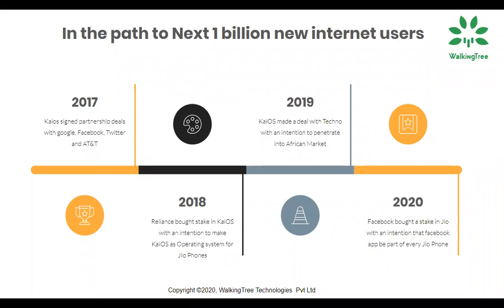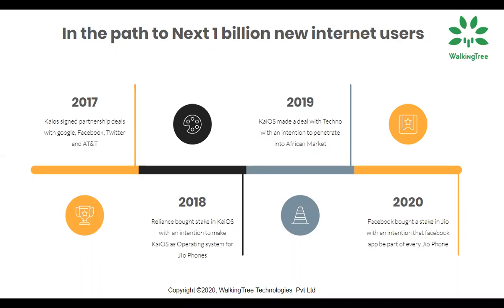But if you see the chronology of events, it is happening by design, not ad hoc. If you see the sequence of events: in 2017, KaiOS signed partnership deals with big names like Google, Facebook, Twitter, AT&T, even America's Nextel and Sprint. They made a deal. That means whoever is manufacturing phones, whoever is in the telecom business, KaiOS signed up a deal.